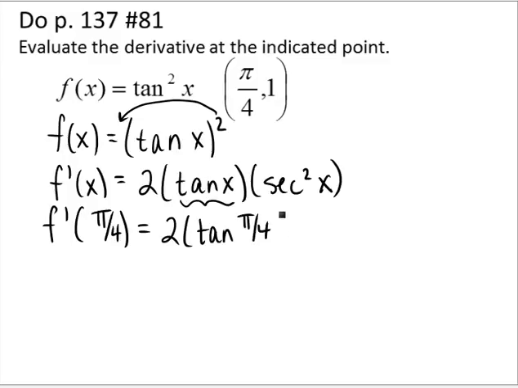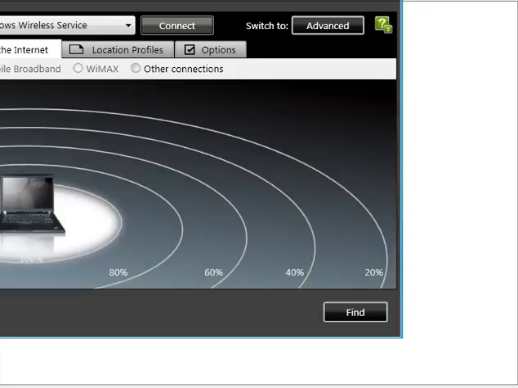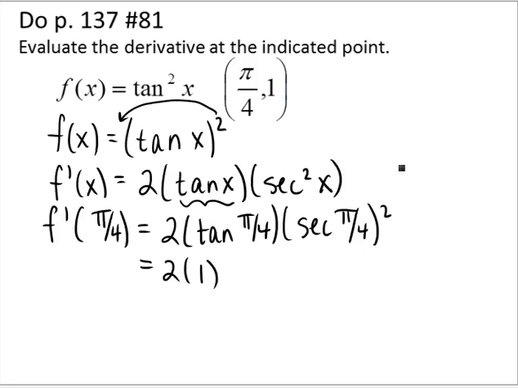So I will plug in pi over 4. I need to know what the tangent of pi over 4 is. I know that is 1. Secant pi over 4, most of us are probably going to think about that a little bit more. The secant of pi over 4 is really saying what is the 1 over cosine of pi over 4. Well, I know the cosine to be square root of 2 over 2.